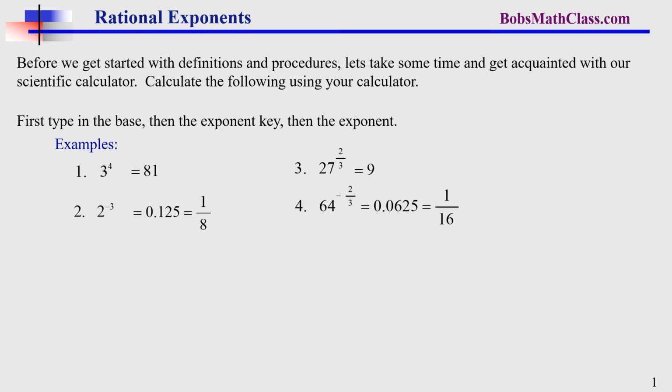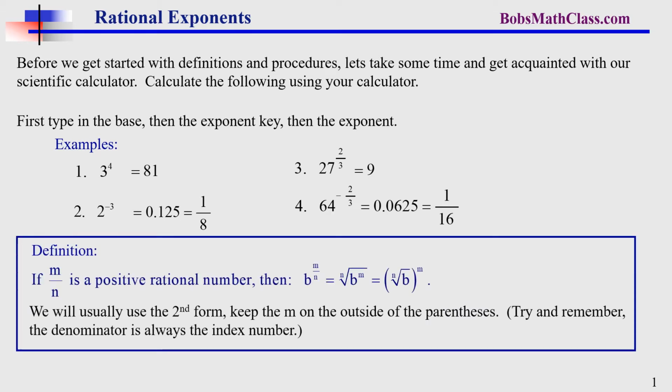Here's the next one. 27 to the 2/3. That should give you 9. Or 64 to the negative 2/3. That should give you 1/16. You might have to go to YouTube and type in the model number of your calculator, and there's always plenty of videos on how to use your calculator if you're having trouble.